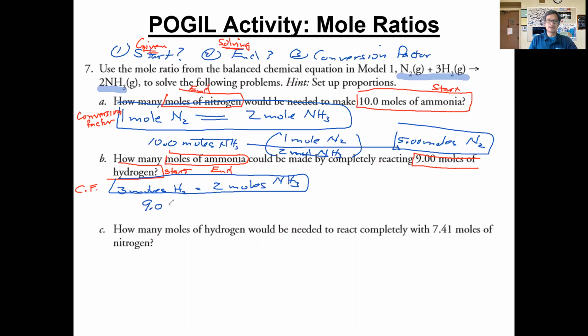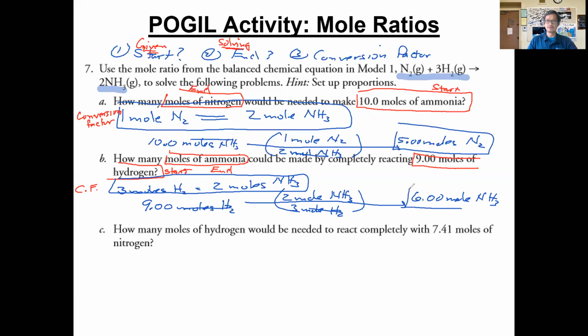We start out with 9 moles of hydrogen, and we are solving for moles of ammonia. So plugging in our conversion factor here, it's going to be 2/3. Hopefully everyone recognizes that. It's going to be 2 moles of ammonia over 3 moles of hydrogen. Why do we do that? The unit of hydrogen cancels out. And so when you plug that in, you should end up with an answer that is 6 moles of ammonia. Hopefully you got that right.